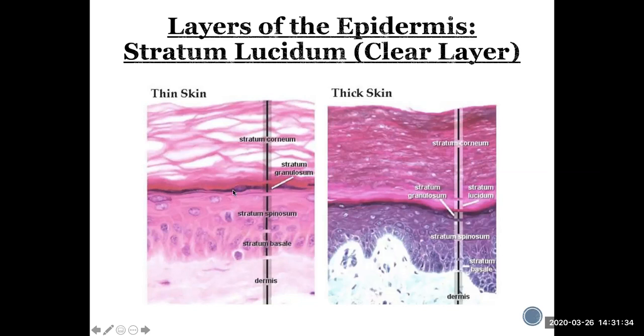The stratum granulosum, that very thin layer, is here. The stratum spinosum, here to here, and the stratum basale is here on this thin skin sample. And then the dermis, which is connective tissue, is just deep to that. On the thick skin example, we've got a really clear delineation between the stratum basale all through here and the dermis, the connective tissue of the dermis, right?